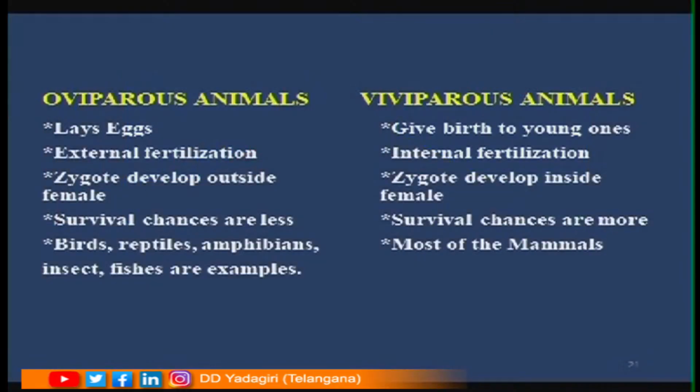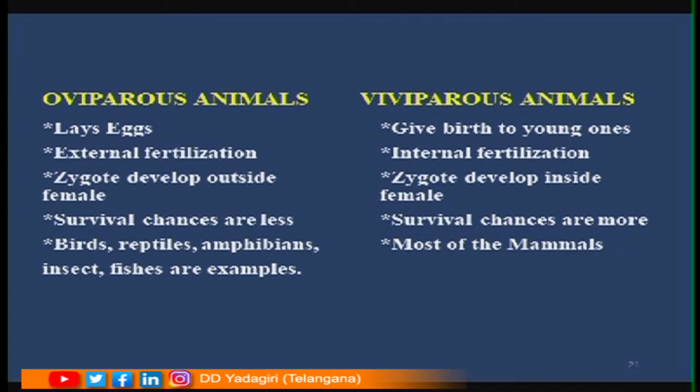Before going further, let us see what are the differences between oviparous animals and viviparous animals. Oviparous animals lay the eggs and they undergo the process of external fertilization. It means that the zygote develops outside the female body. Whereas viviparous animals give birth to the young ones. Here, internal fertilization takes place where the zygote develops inside the female body. Survival chances are less in case of oviparous animals, whereas survival chances are more in case of viviparous animals.